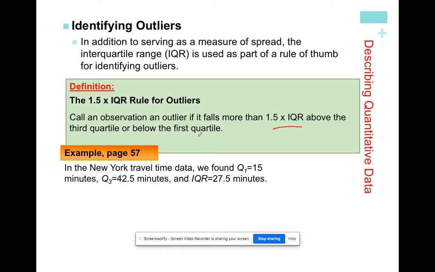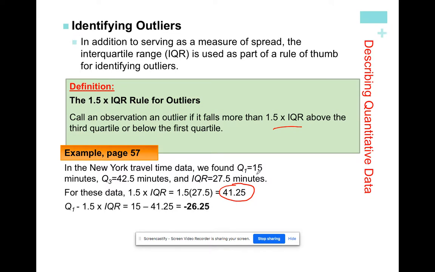We're dealing with the same data. So we had our Q1 and Q3 here. That IQR was 27.5 minutes. So now that gets multiplied by 1.5, and that's going to be 41.25. This value gets added to Q3 for the above the third quartile piece and subtracted from Q1 for the below the first quartile piece. So Q1 minus 1.5 times the IQR, that's a negative value. There were no negative travel times, so that tells us there's no low outliers.